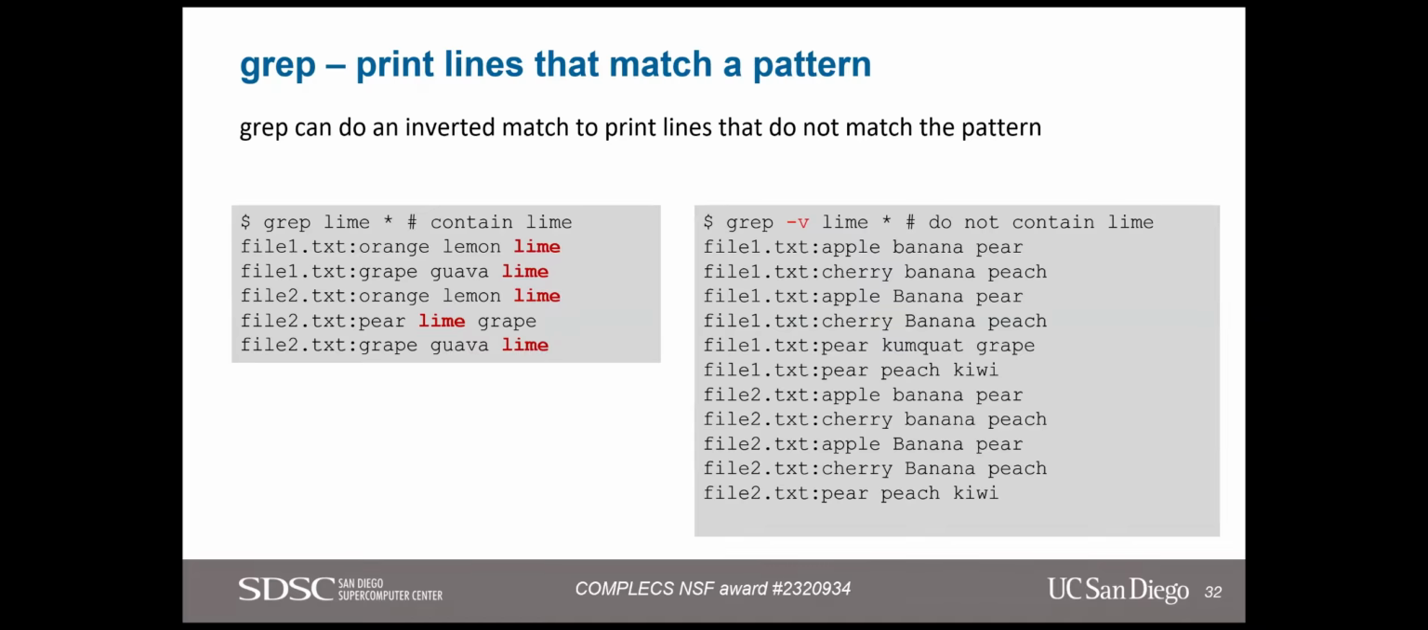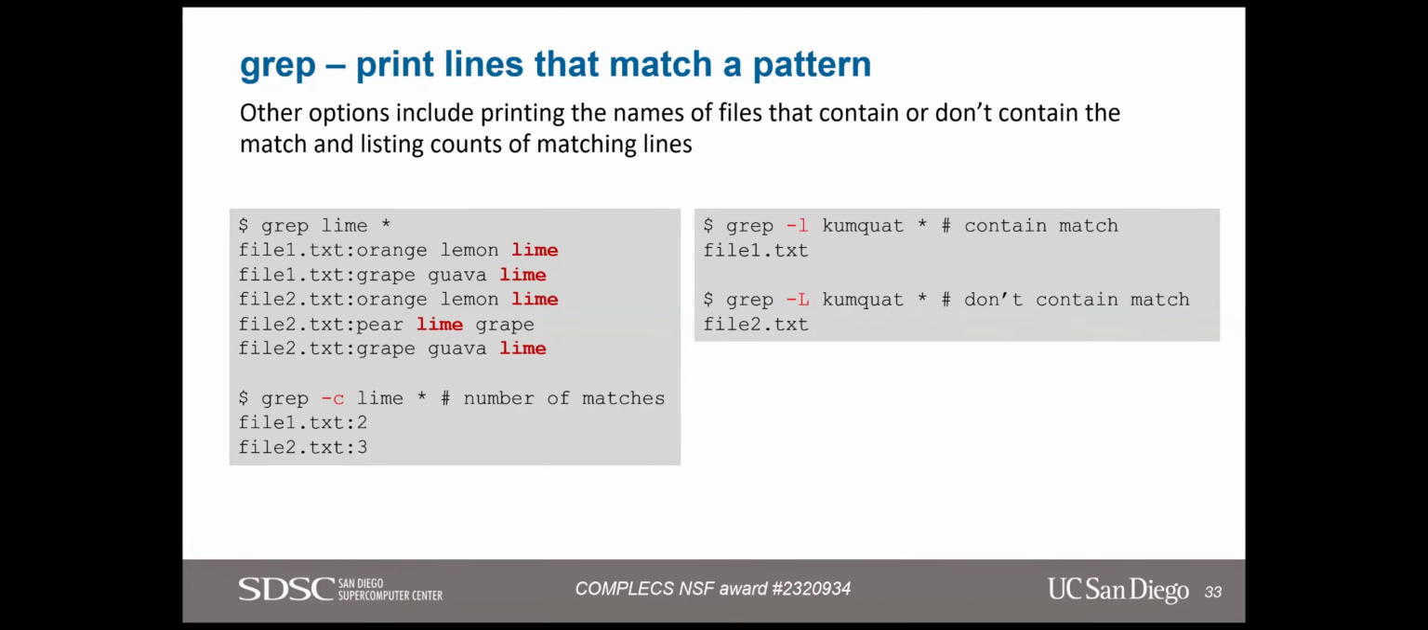In some cases, we know what we're looking for, but we don't know what we're not looking for. And the not looking for might be more important because it will indicate a problem or something. So we can do an inverted search. We want to find everything that doesn't have lime in it, which could be more interesting. And we do this with the -v option.